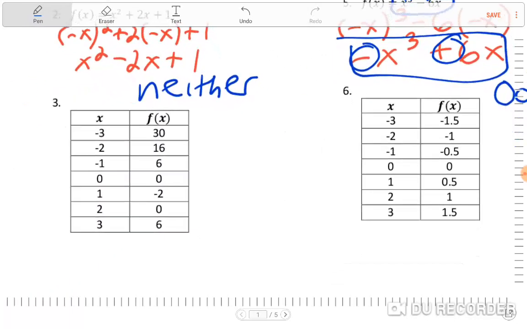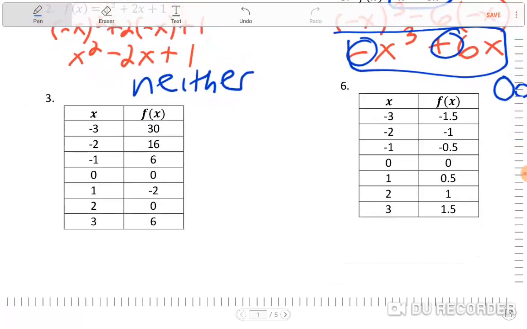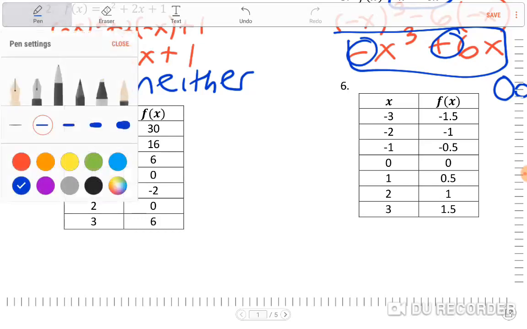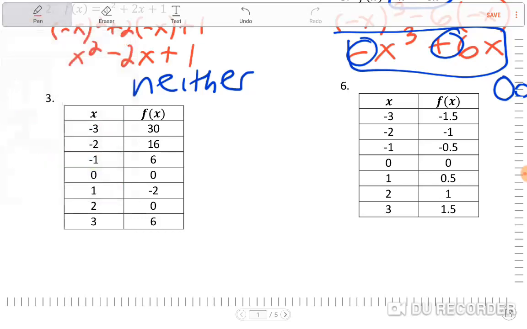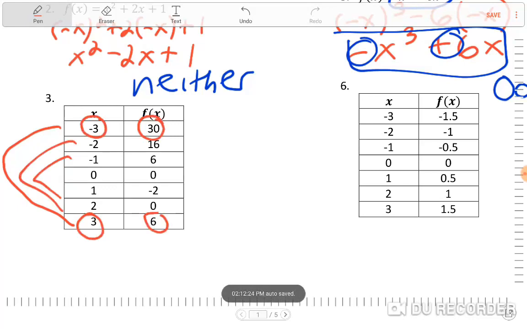Let's look at the last part of this page, which is the tables. For the tables, what we want to do is compare each x to the negative x. So compare negative 3 to 3, compare negative 2 to 2, compare negative 1 to 1. If, for instance, when I look at negative 3 and 3, their y's were the same, and that was the same for every other pair, then we'd be looking at an even function. If the y's were to just change signs, then it would be odd.